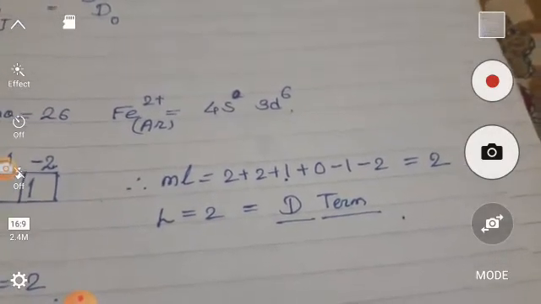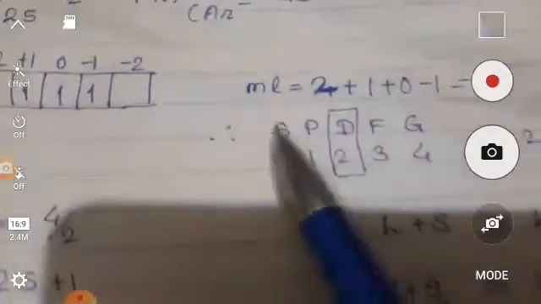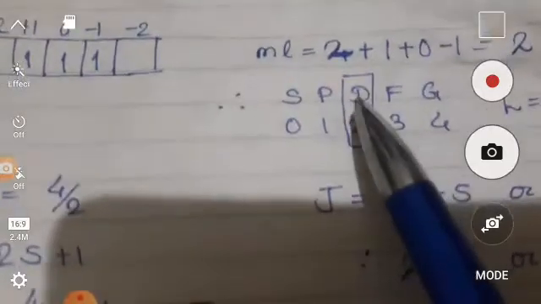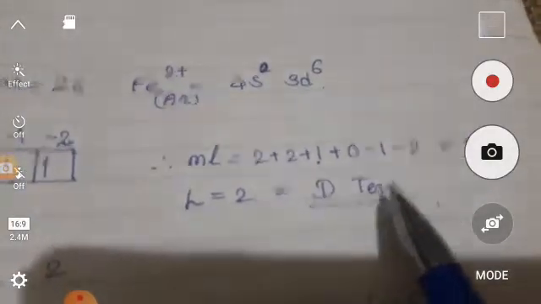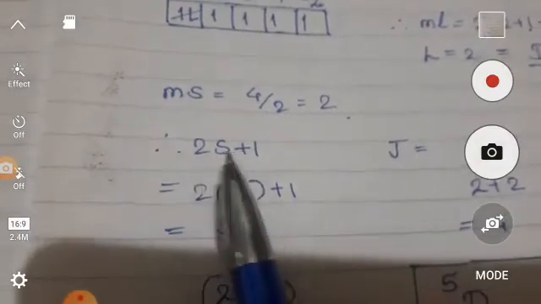If ml is equal to 2, then according to S, P, D, F, G, the term must be D. Okay, if the term is D, then ml is equal to 2, so L is equal to 2, and L equal to 2 means the term is D. Now what is 2S plus 1, or spin multiplicity? The spin multiplicity is 2S plus 1.